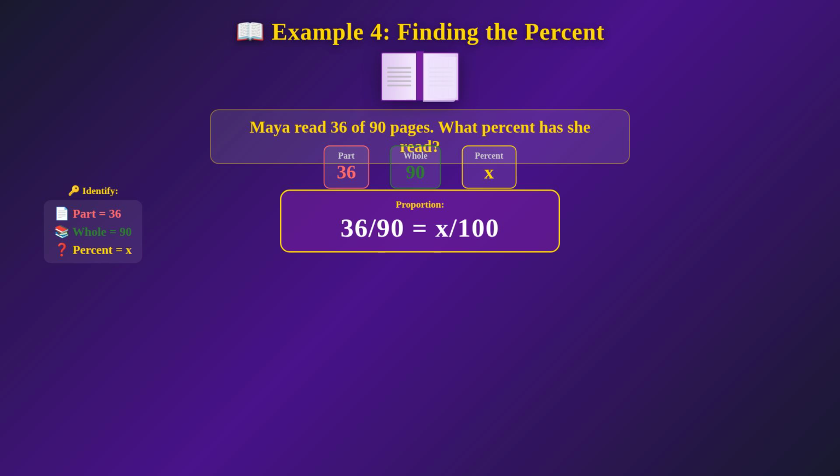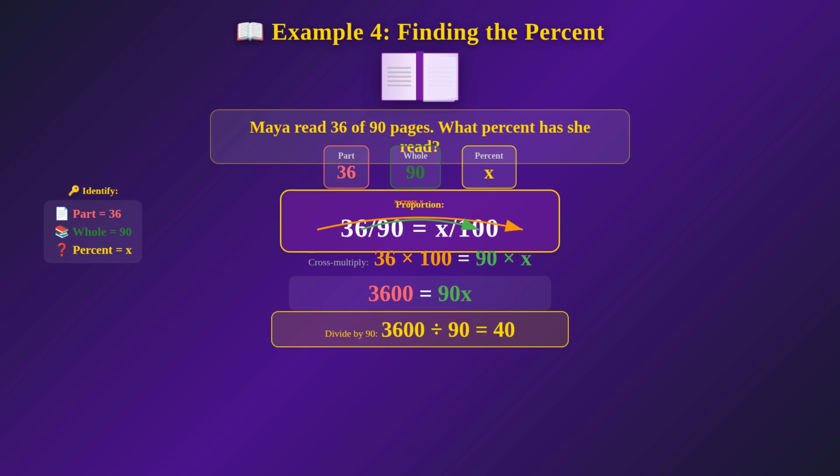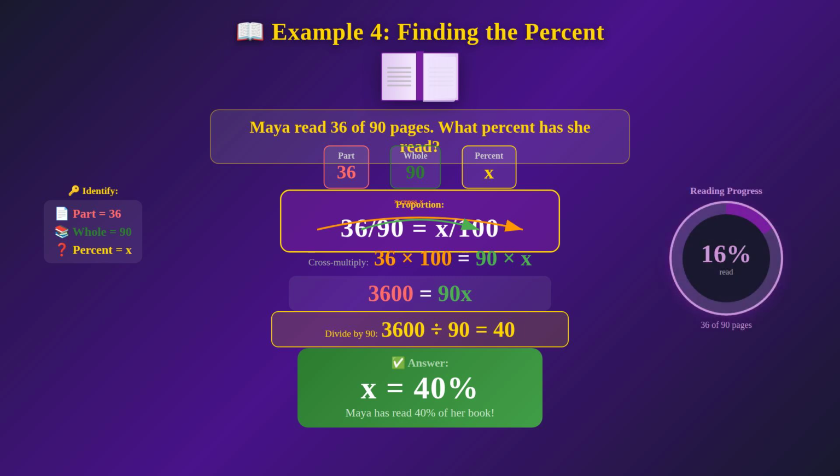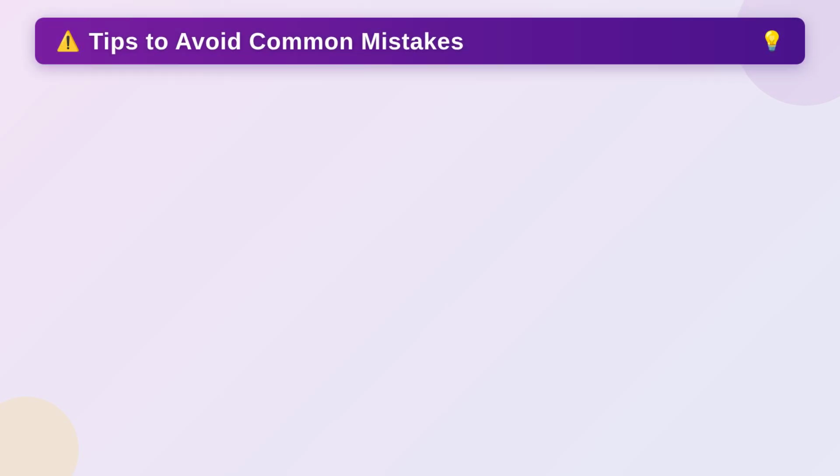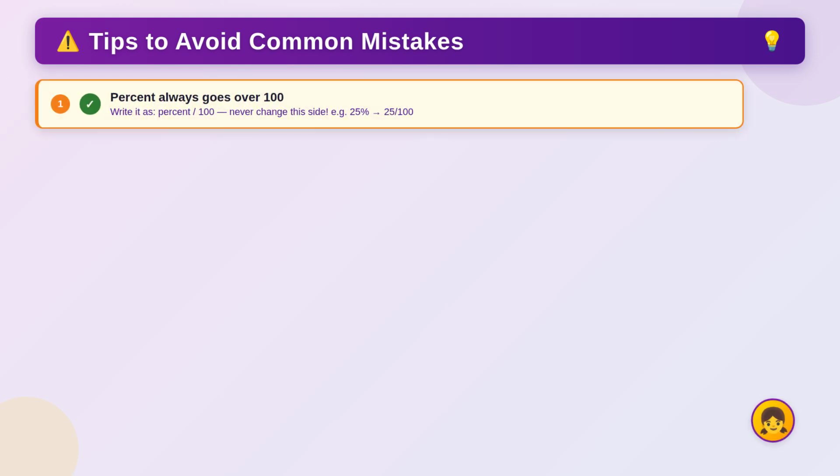Last type of problem, finding the percent itself. Maya read 36 pages out of a 90-page book. What percent has she read? The part is 36, the whole is 90, and the percent is x. Proportion. 36 over 90 equals x over 100. Cross multiply. 36 times 100 equals 90 times x. That gives 3600 equals 90x. Divide both sides by 90. 3600 divided by 90 equals 40. So x equals 40. Maya has read 40% of her book. Now she knows exactly how far along she is.